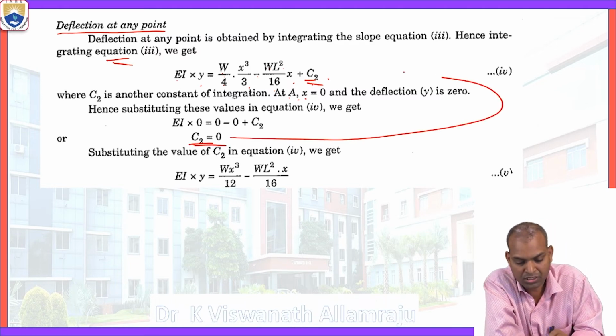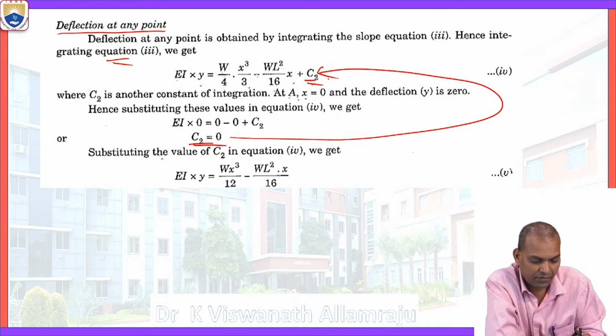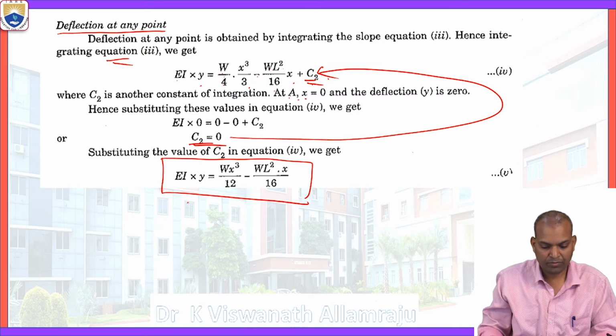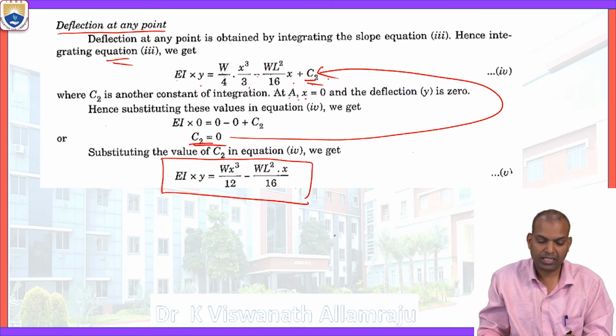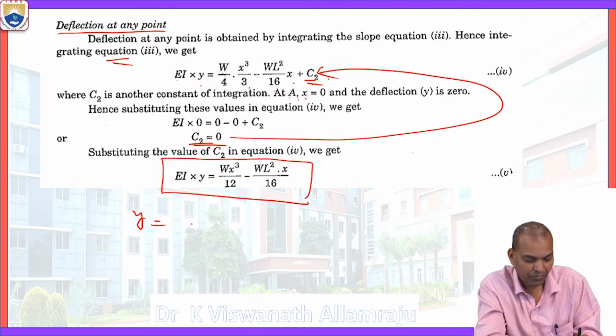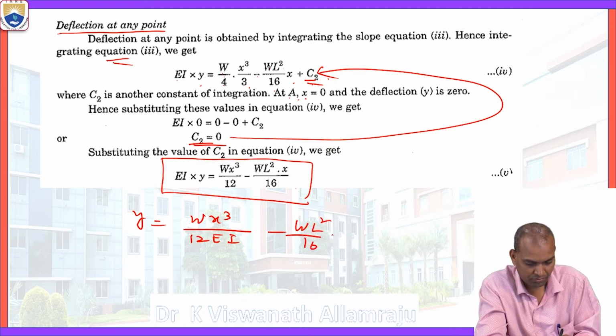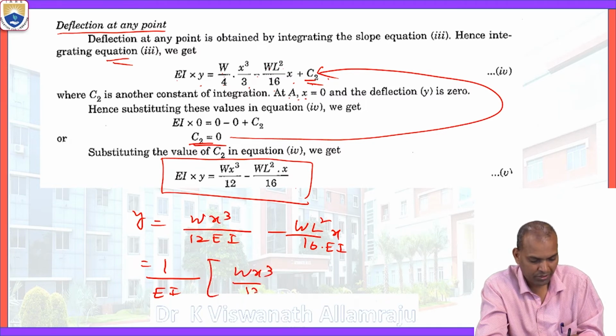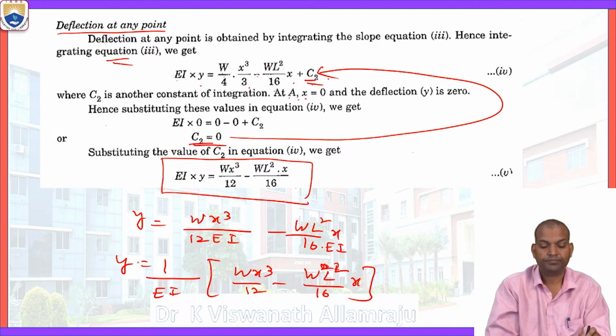Substitute this C2 value in this equation. Then the equation of the deflection is EI times y equal to wx cube by 12 minus wl square by 16 times x. Or in terms of y, wx cube by 12 EI minus wl square by 16 EI times x. Or 1 by EI times wx cube by 12 minus wl square by 16 times x. This is the deflection equation.